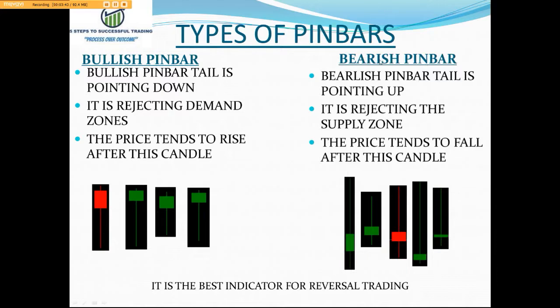The bearish pin bar's tail is pointing up. It's rejecting the supply zone. So if we've got the supply zone up there and this is sticking out, then we're going to be taking these trades. It's also the best indicator for reversal trades, especially if you combine it with the bearish engulfing, or with the inside bar. Okay, guys.